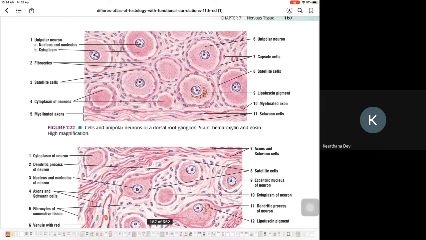Unipolar neuron, where the nucleus and the nucleolus are seen and it is surrounded by cytoplasm. Two is fibrocytes. Three is the satellite cells. Four is cytoplasm of the neurons. Five is myelinated axons. Six is the unipolar neuron. Seven is capsule cells. Eight is the satellite cells. And nine is the lipofuscin pigment. Ten is myelinated axon. Eleven is Schwann cells.